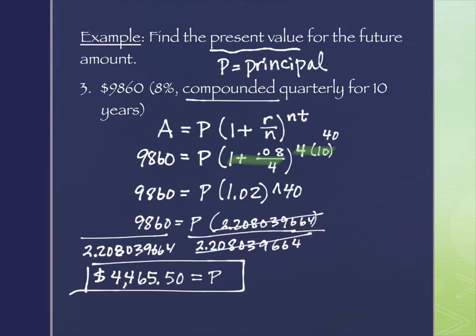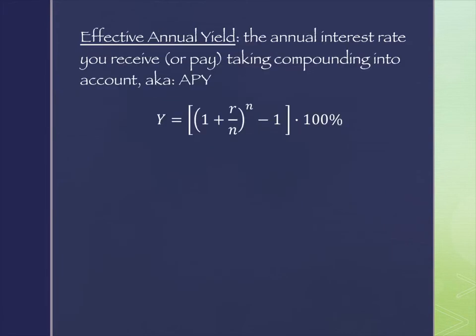Okay. The next thing that we're going to look at is something that you have seen advertised before, but not necessarily exactly with this language. Effective annual yield. You might not have heard that phrase before. The effective annual yield is the annual interest rate you receive or that you pay, taking compounding into account. While you may not have heard effective annual yield, you probably have heard APY. APY stands for annual percentage yield. It's the same thing. So you hear it typically with car loans.